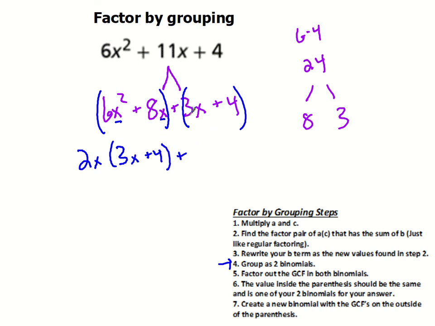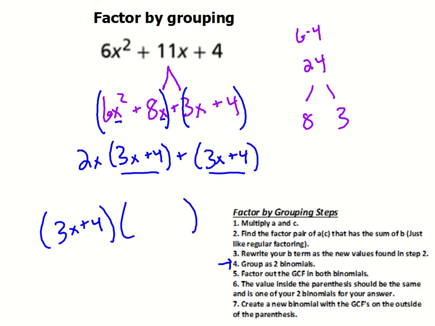Now I look, can I factor anything out of here? And this is not factorable, this is prime. So this is also 3x plus 4. If we do this right, do we notice how these are the same? Okay, these are the same thing. So what we're going to do now is, because these are the same, this is one of my two binomials for my final answer. My final grouped answer is going to be 3x plus 4, and that's going to be times another binomial.